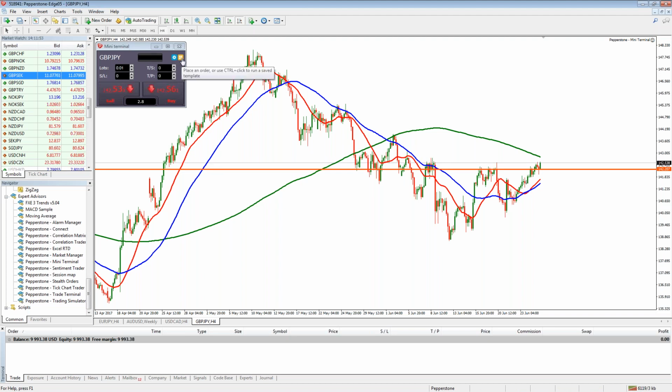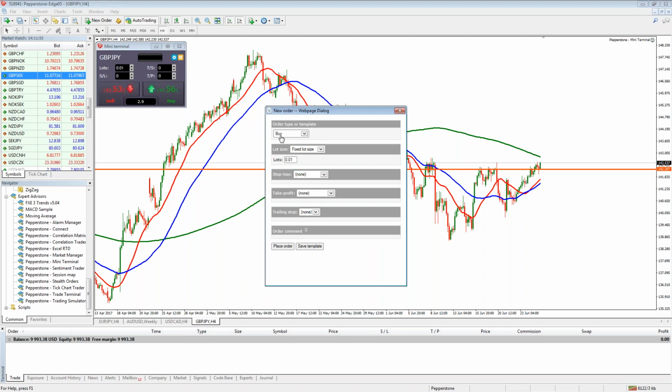What I like to do though is click this little place an order button, and you can put in here order types or templates. So we can have buys, sells, buy limits, etc. In this case, we'll place the trade together. Now, I'd usually wait for further confirmation, but we'll just place it so we can see how it looks.